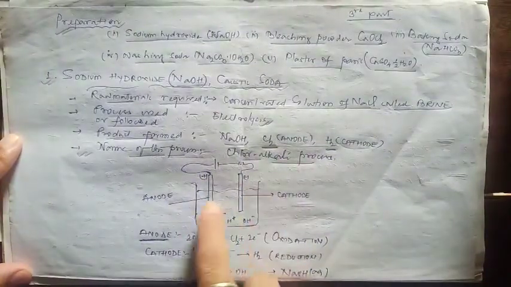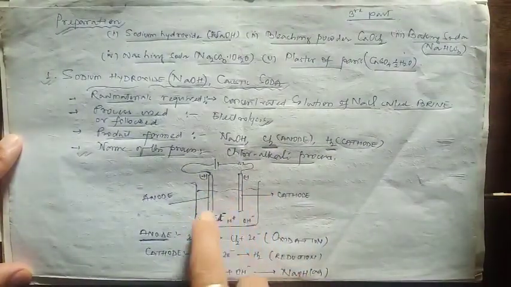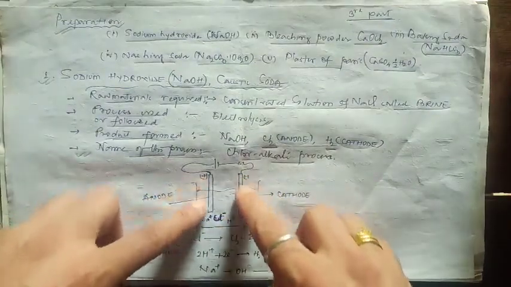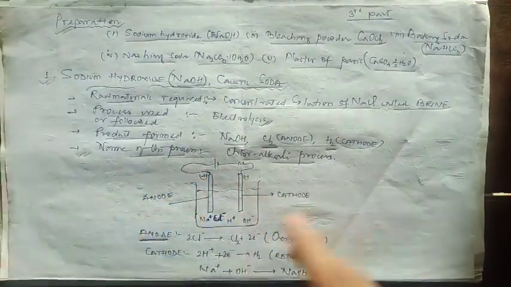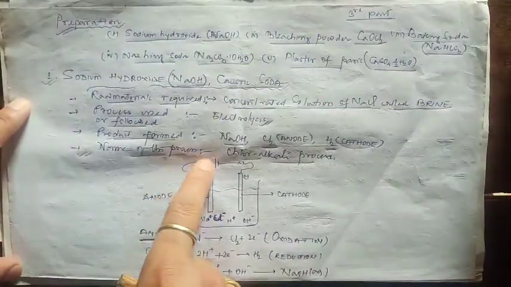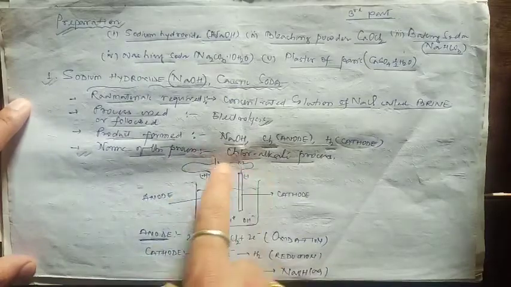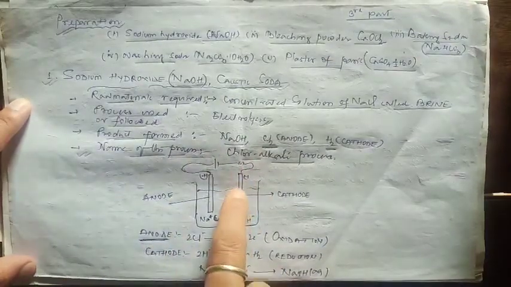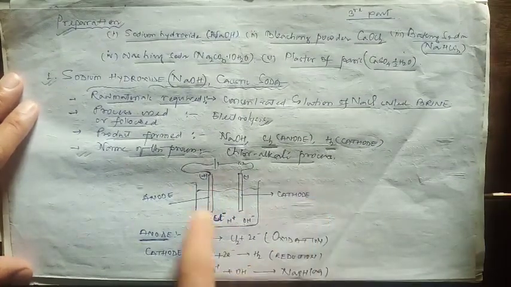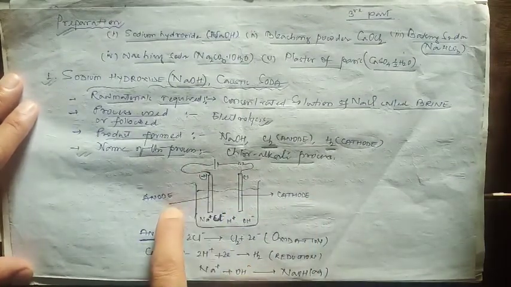In this container, we have taken a concentrated solution of sodium chloride called brine solution. We've immersed the 2 electrodes. One of the electrodes is a cathode, another one is an anode. We have connected this electrode to the battery's plus terminal and this electrode to the battery's minus terminal. So this rod will act as the negative electrode, which is called the cathode, and there's the positive electrode called the anode.